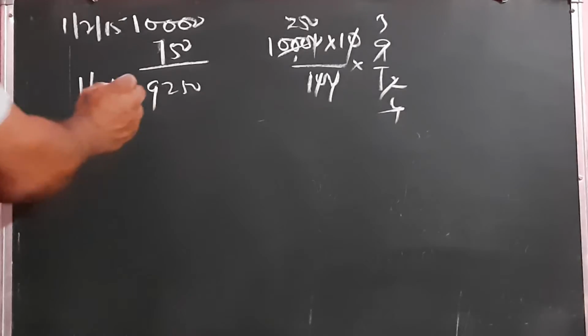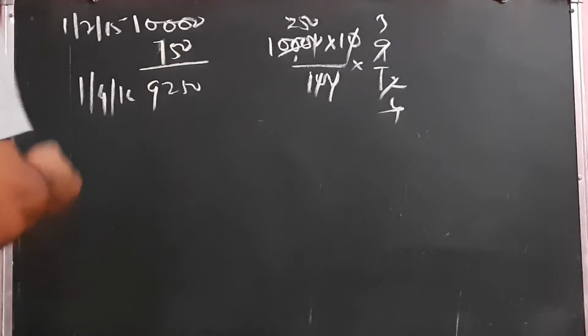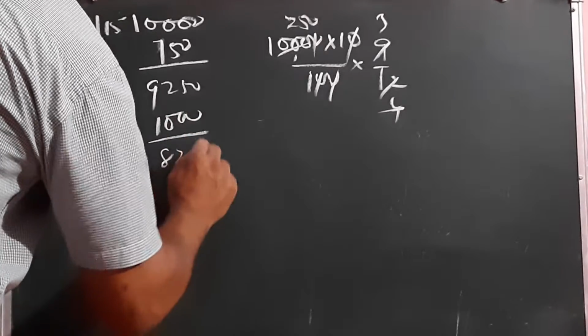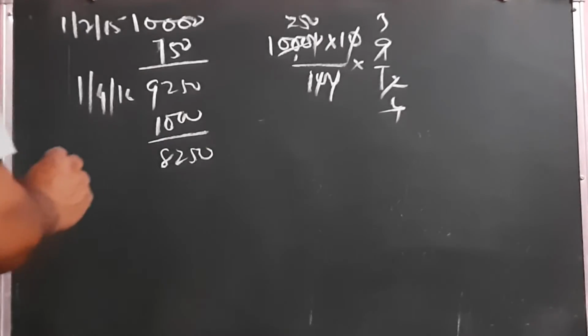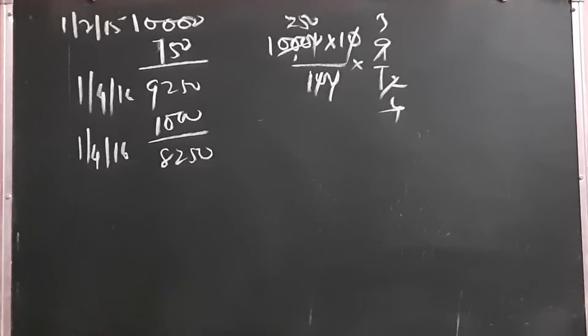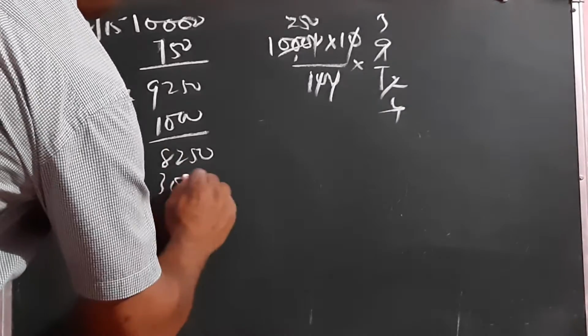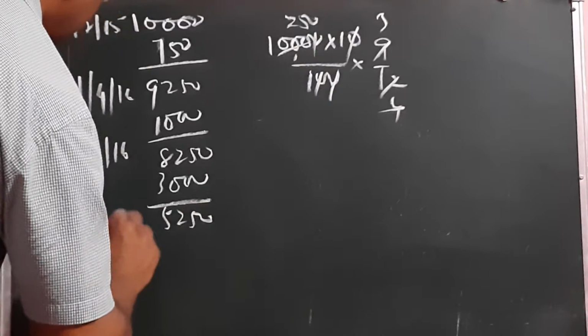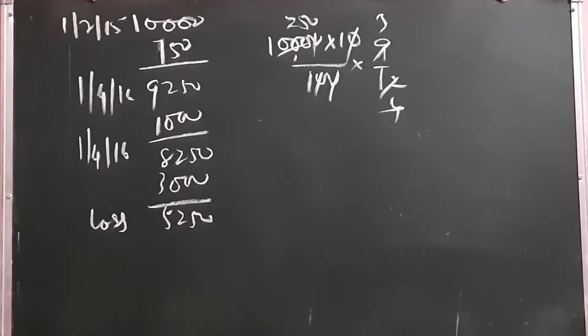After 1 year, the depreciation is 1,000, so the value is 8,250. This question is based on the straight line method. So 8,250, and it is sold at a cost of 3,000, so the loss arising on the sale of this machine is 5,250.